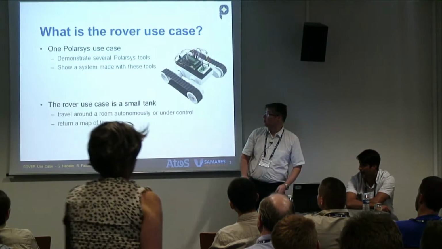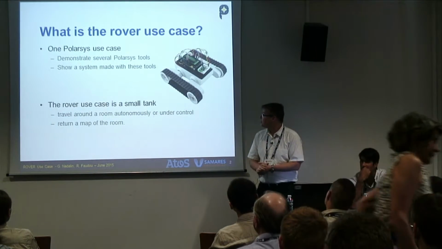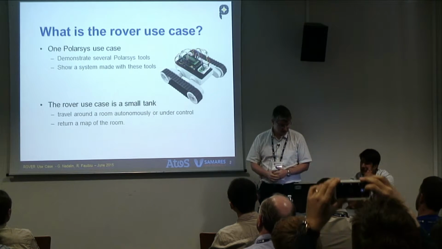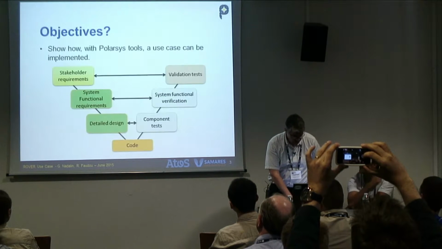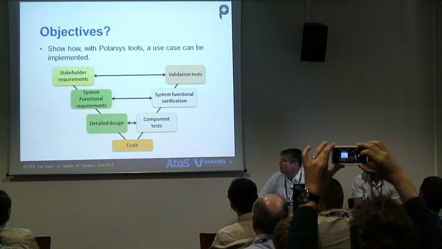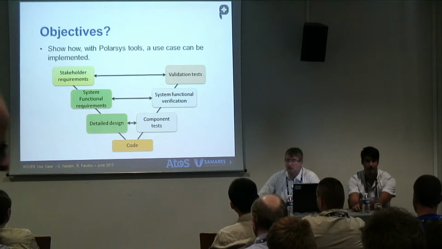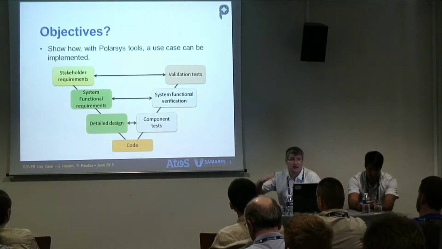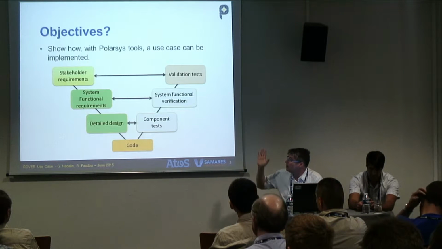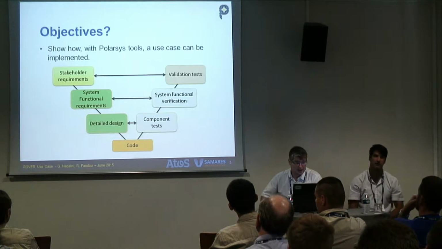Our use case, the Polarsys use case, is a small tank, a rover. We will use it along the Vee Cycle for the engineering. Here you find a traditional Vee Cycle with your stakeholder requirements, what the end user wants and expects, then the system functional requirements, detailed design at software level, and some code. And for the right part of the Vee Cycle, we will see some traceability with the validation tests.